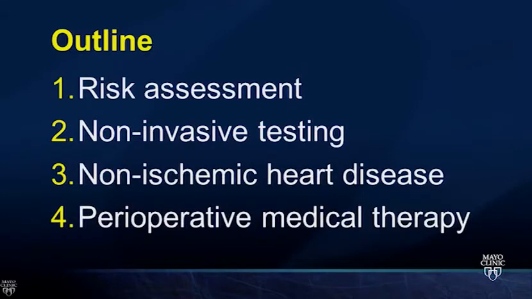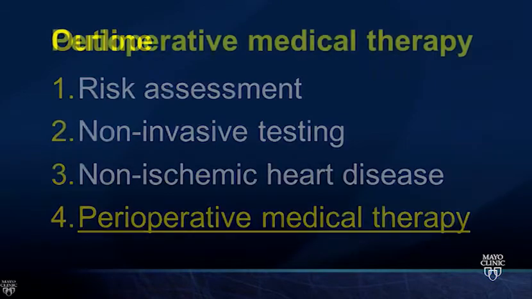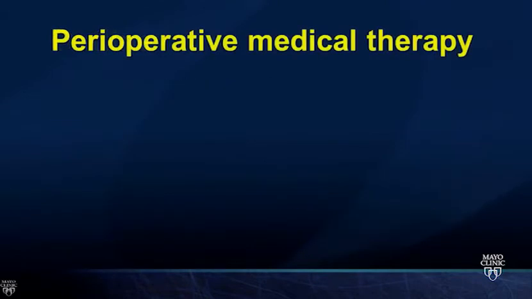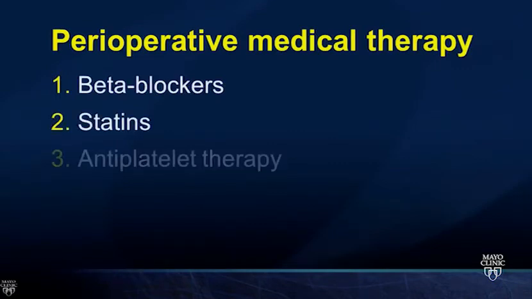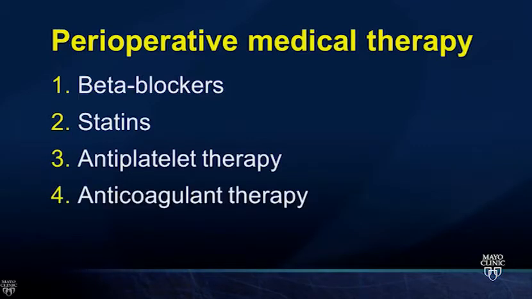That is a nice segue into the last section of our talk on perioperative medical therapy. We're going to break this down into 5 sections. First of all, we will start by talking about beta blockers. Then we will move to statins. We will then cover antiplatelet therapy, followed by anticoagulation therapy, and then a few miscellaneous medications.